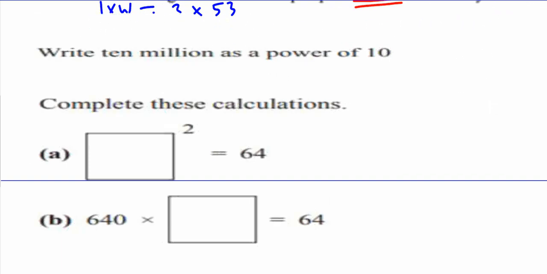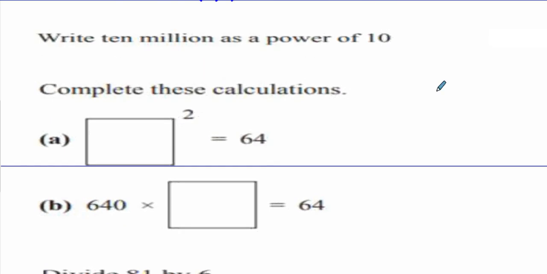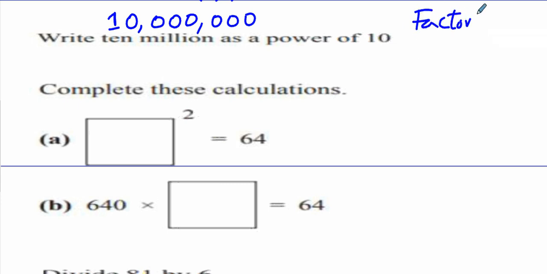Write 10 million as a power of 10. 10 million is this number over here, the numeral. This is the numeral for 10 million. Now to write 10 million as a power of 10, that means you take your 10 million and put it on a factor tree, if you remember my first video.